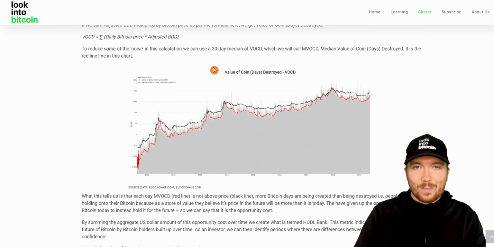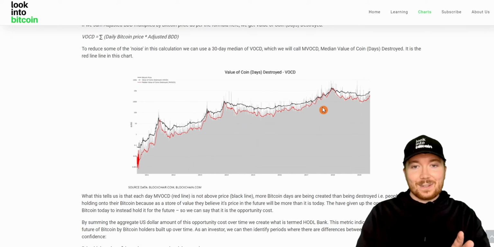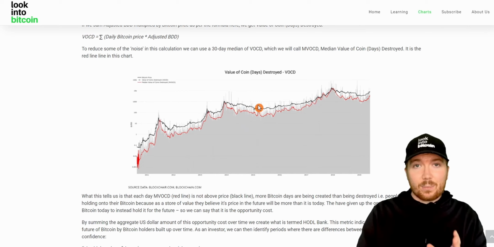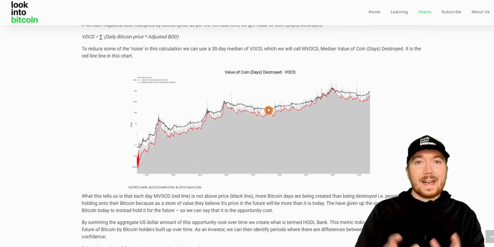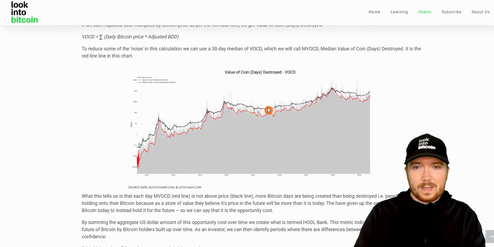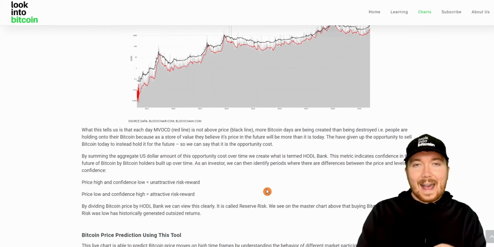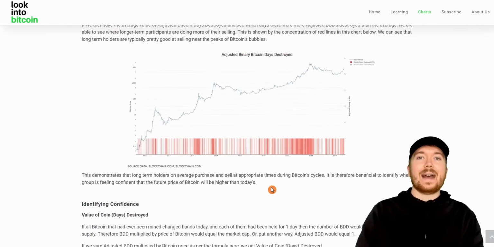So we're almost there. Once we have the median value of coin days destroyed, we can actually chart that as you see here. And this is the red line you see, and the black line is the underlying price of Bitcoin. And this difference we have between the median value of coin days destroyed and the actual price of Bitcoin, we can refer to that as the opportunity cost. We'll cover that a bit more in a second, but for now, we'll just say that is the opportunity cost. And if we every single day take the value of this opportunity cost and again aggregate that, we get what is known as the HODL bank.